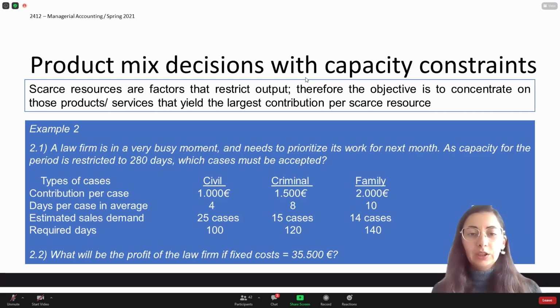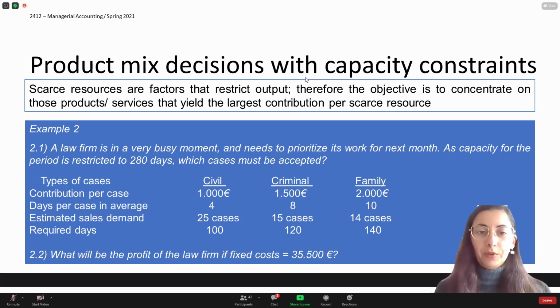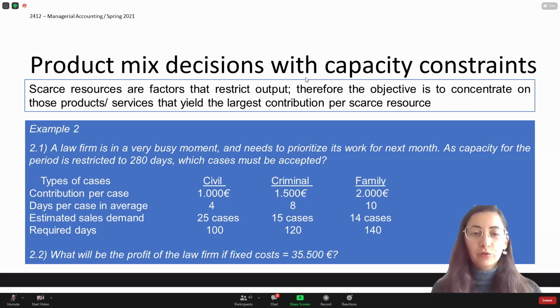Let me know what would be the offering or the focus of the company for the period. So how many cases of civil, how many cases of criminal, how many cases of family should they be doing for the next month. Use your calculator and let me know what the cases will be for next period.